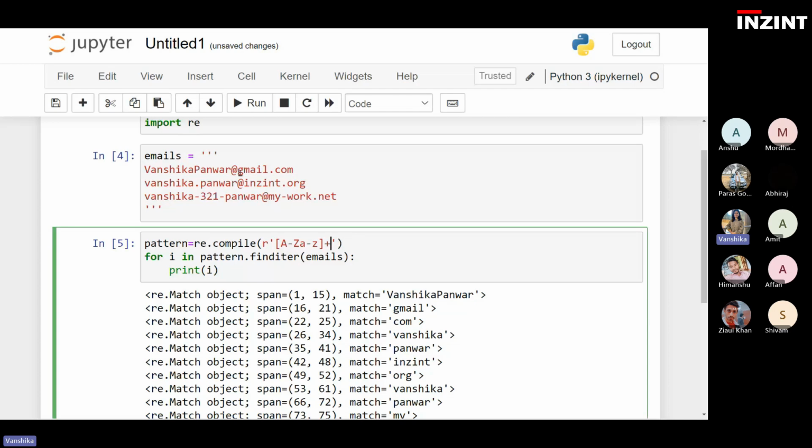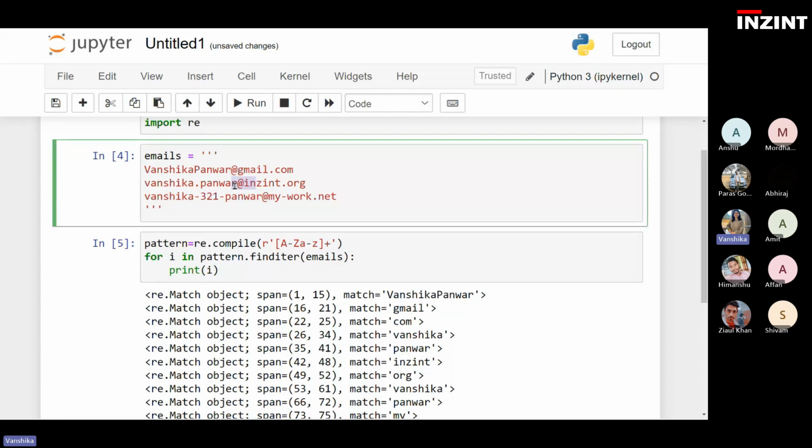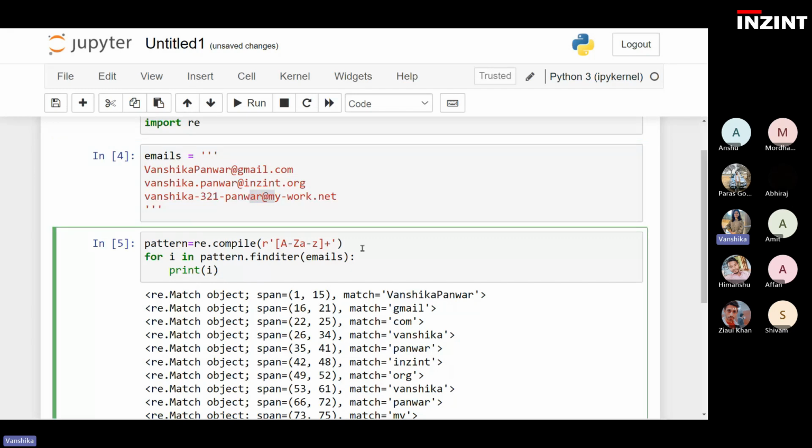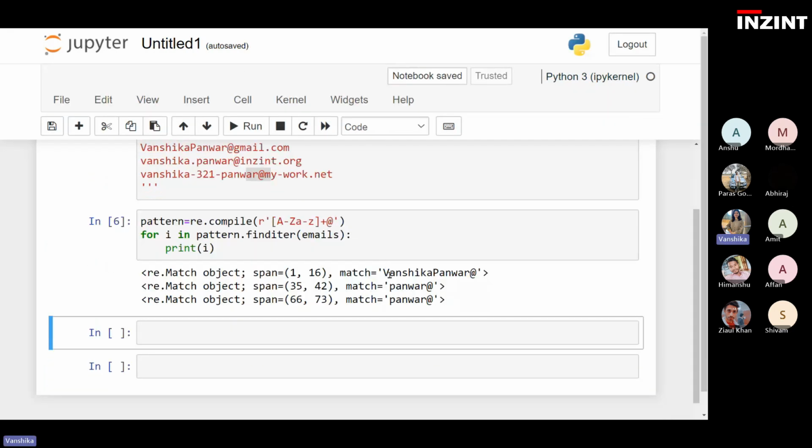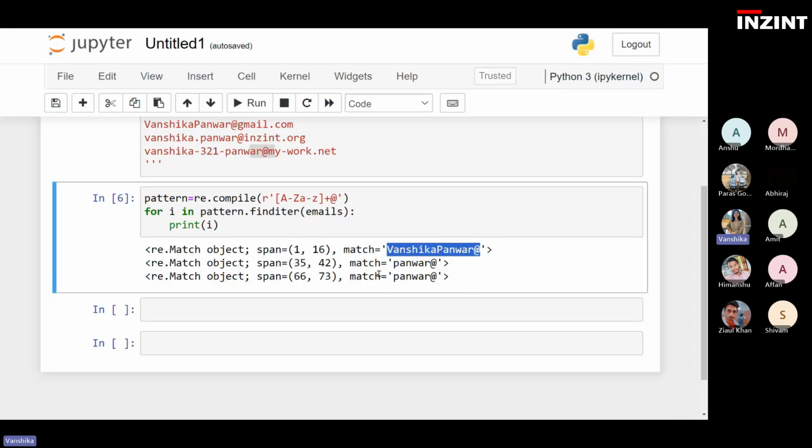Now after that, in some of the emails, you can clearly observe that we have this at the rate symbol. So when we put at the rate, okay, we are able to match the first email till this symbol. However, in the second and the third email, we have some issues. We'll rectify it as well.